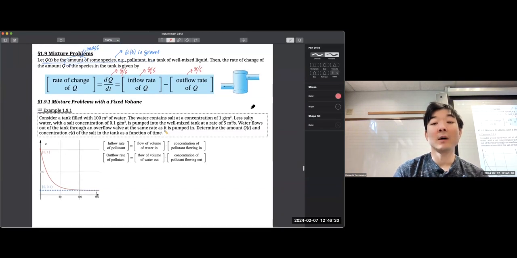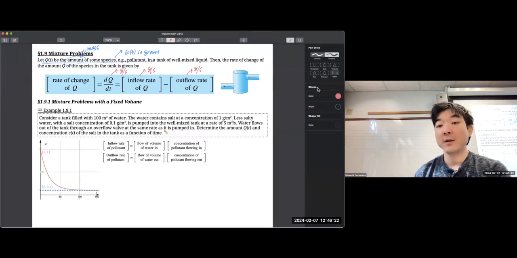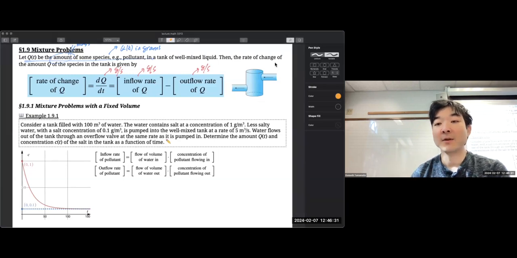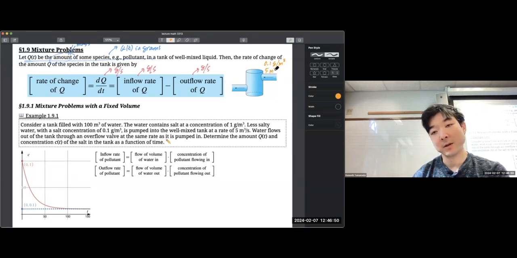Okay, so let's write down some things we know about this problem. This arrow is pointing in here, so you have an inflow rate. First of all, you're pumping in water that's less concentrated, so it's 0.1 grams per cubic meter. This is concentration because concentration is mass over volume. And then you're pumping in at a rate of 5 cubic meters per second.